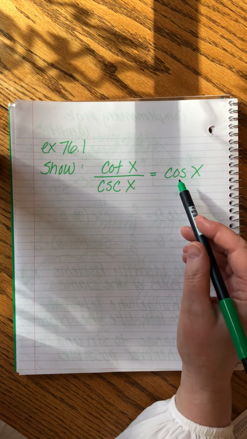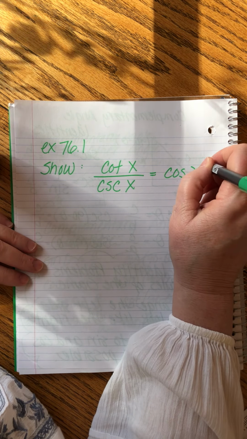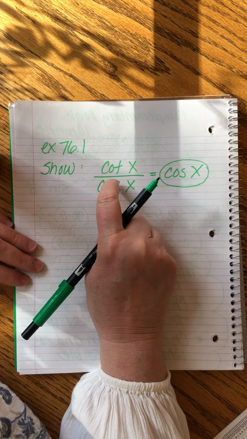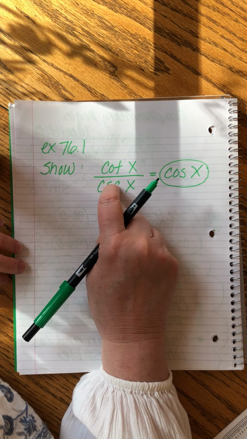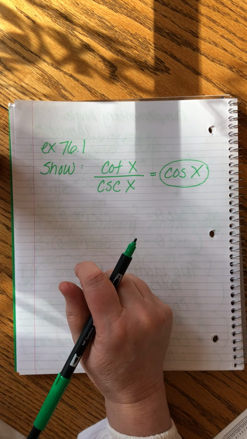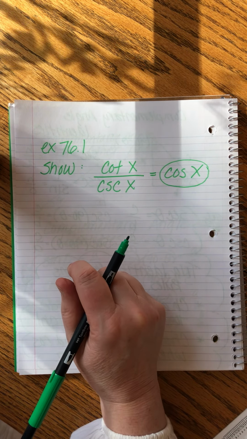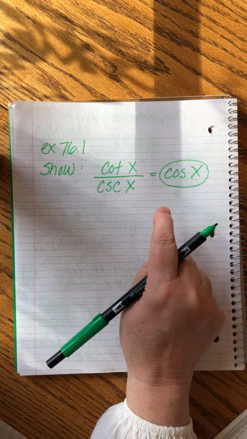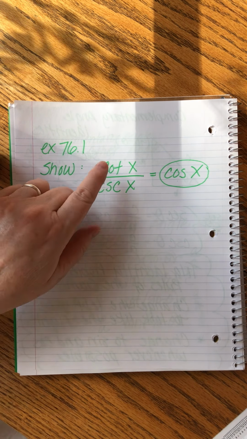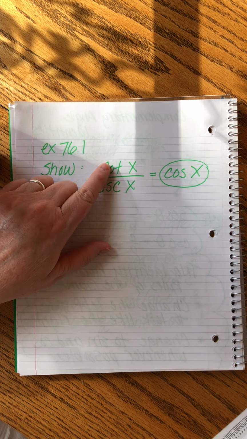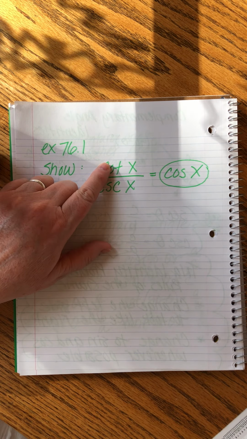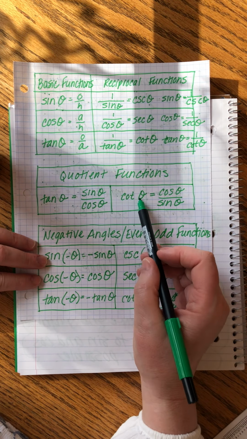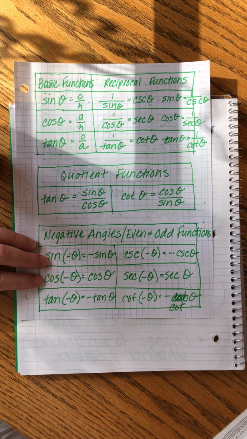So what we're going to do is leave the right side alone, and we're going to work on restating these functions into some different functions. We're going to try and move them both toward sine and cosine. And hopefully we'll end up with something that looks like this. So what do we remember? If we want to take cotangent and restate it as sine and cosine, we've got a tool to do that. Look here in our quotient functions. We said that cotangent is equal to cosine over sine.